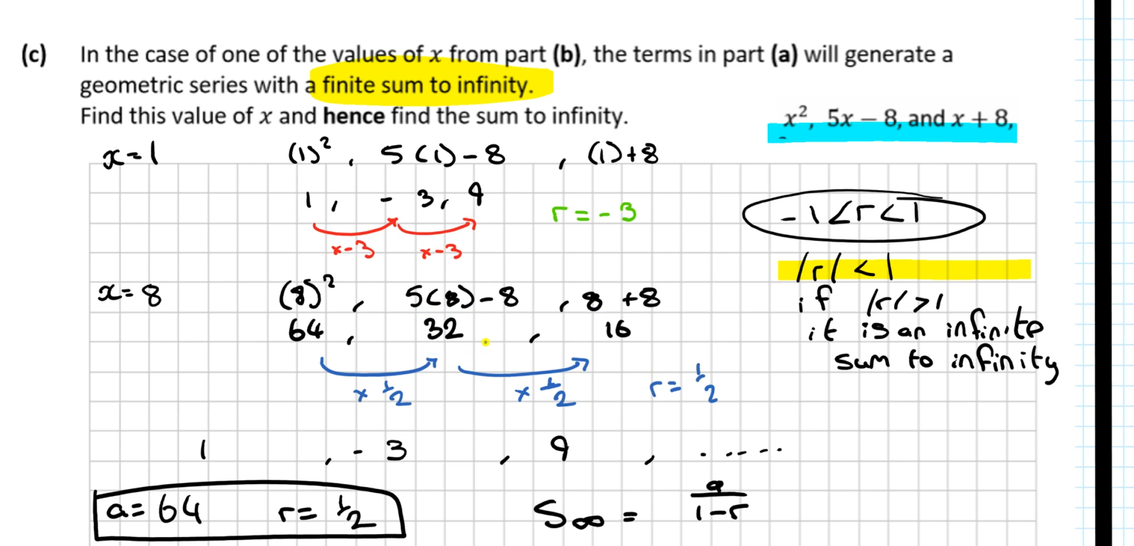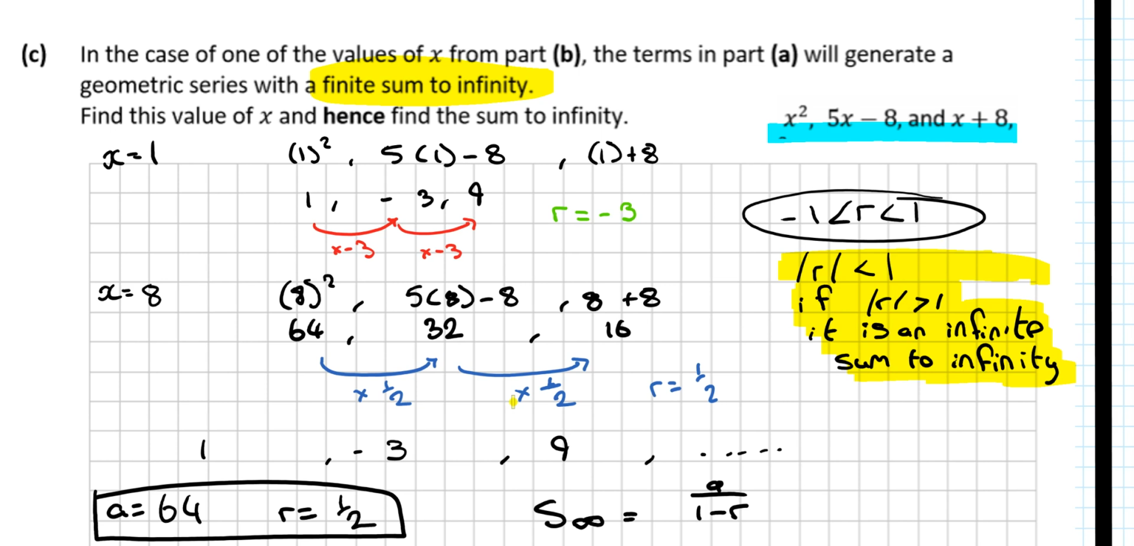Now, watch the question carefully again. It says it's a finite sum to infinity. And as I've highlighted here, this is quite important. If the magnitude of r is bigger than 1, it is an infinite sum to infinity. Okay, so it would keep getting bigger and bigger and bigger.